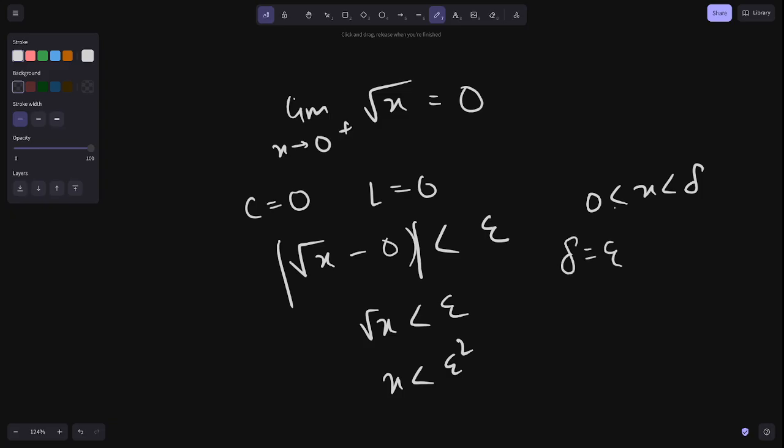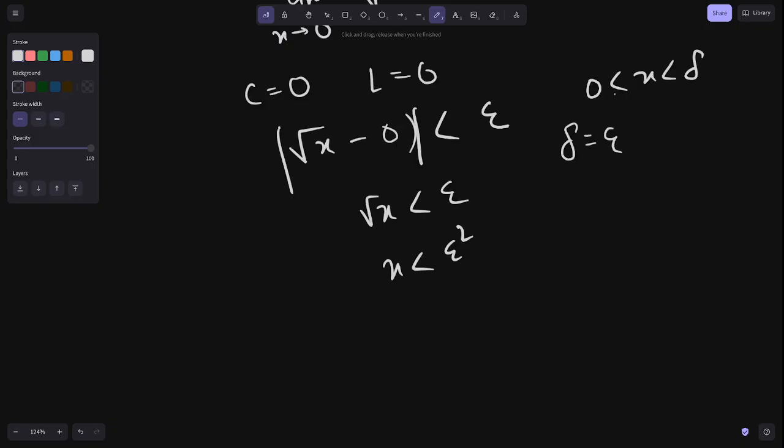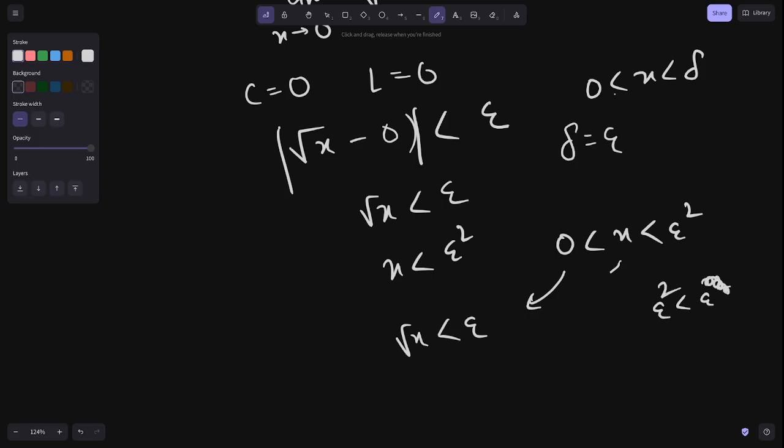Take delta equal to epsilon. If delta is equal to epsilon, so x less than epsilon square or something like this, then root x will be less than epsilon whenever this case happens, logically, because epsilon square is less than epsilon, since epsilon is a very small value. So like this you can prove it. This is a very formal proof. You will not be asked this anywhere.